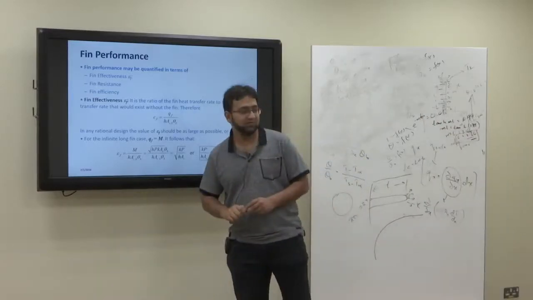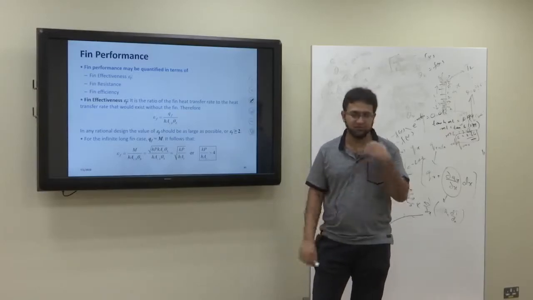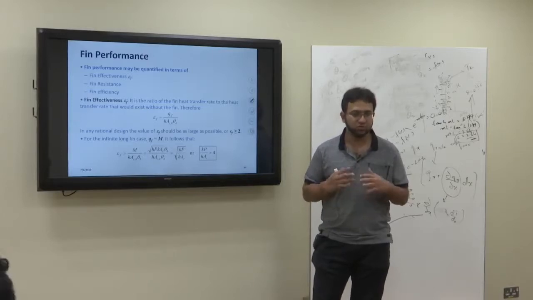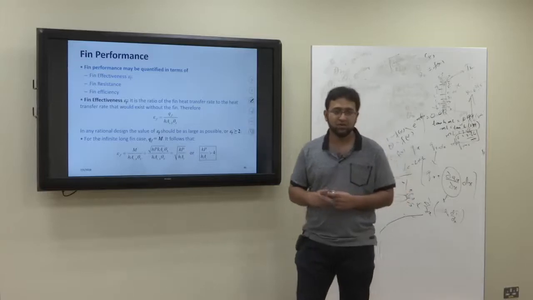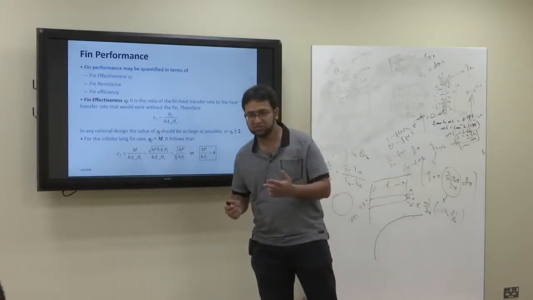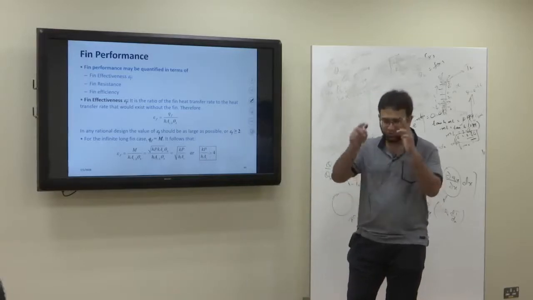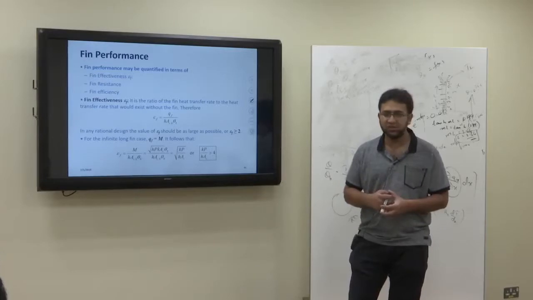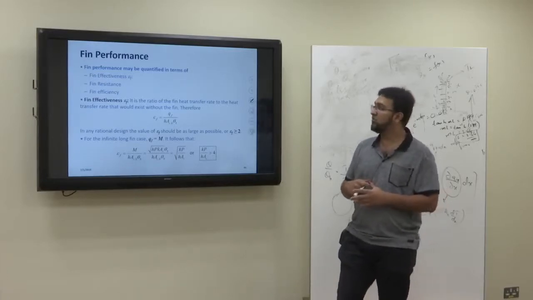Now, once we have studied the fins, first we studied different types of fins, then we studied the heat diffusion equation, we developed the heat diffusion equation for the fins, then we solved for different boundary conditions. We saw what could be the solution, and all the solutions are there in the form of a table based upon what boundary condition we have, and we solved it. So now we move forward, and let's talk about fin performance.